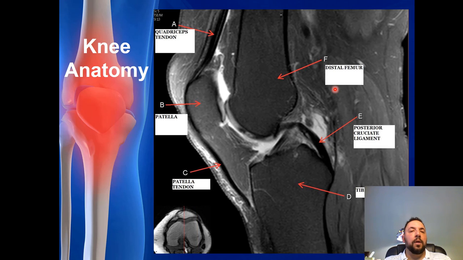Going to a more center cut, your quadriceps tendon, the patella tendon. Last week we looked at the patella tendon when we saw the magic angle artifact. Here's the patella itself, distal femur. Posterior cruciate ligament, always the larger of the two. And here's the anterior cruciate ligament. Obviously, this is more anterior than the posterior cruciate ligament, and the tibia.